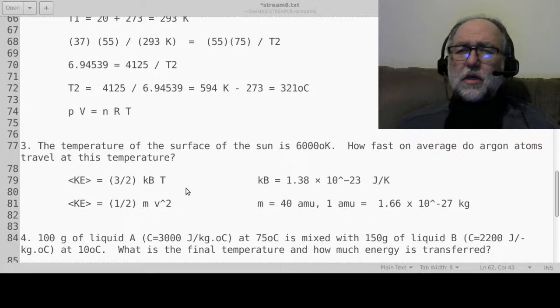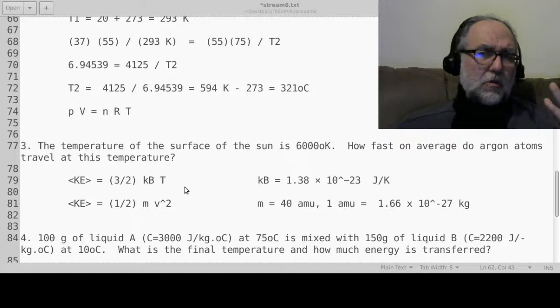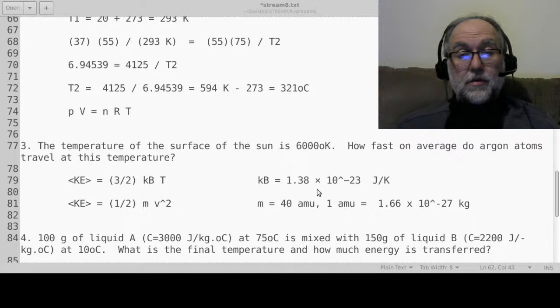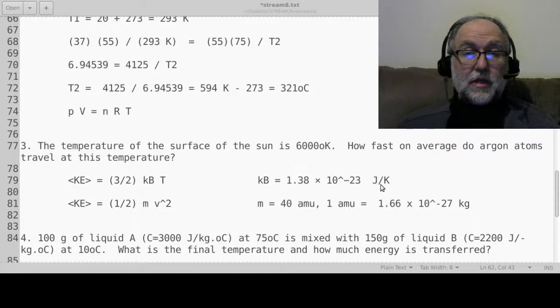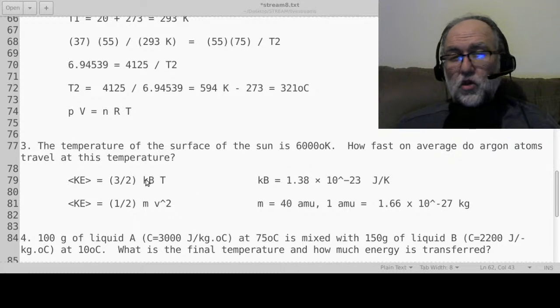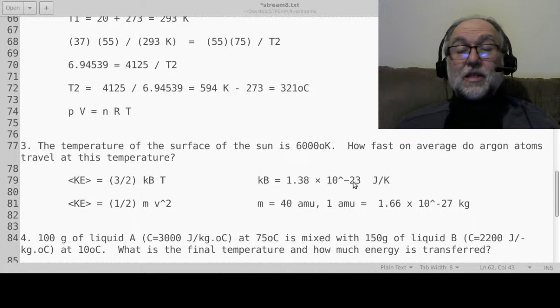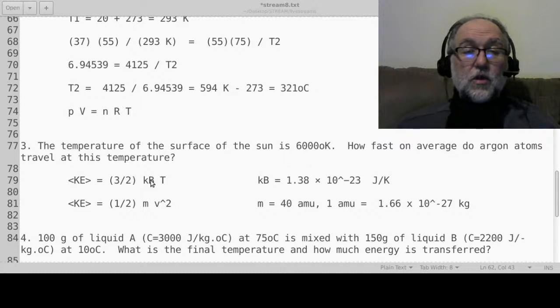If we had used different units, k could have equaled 1, but we're using joules and Kelvin, the MKS units, so there's a conversion between joules on one side and Kelvin on the other. You can see this is joules per Kelvin. Again, this is one of these constants that I would just give to you.